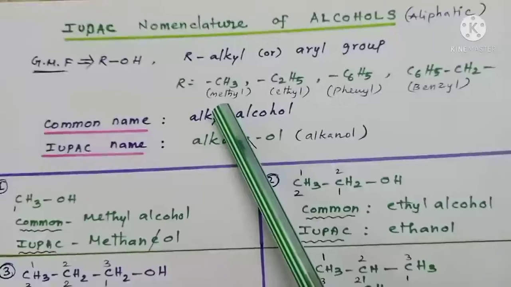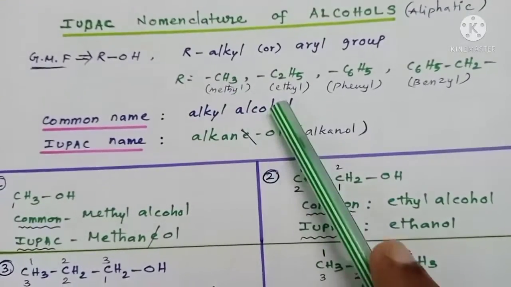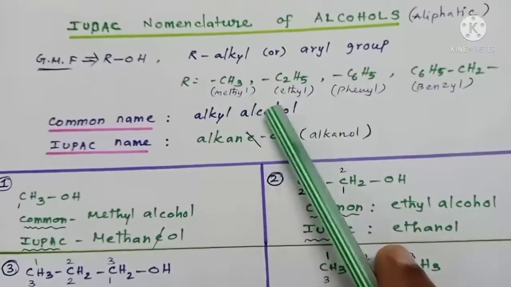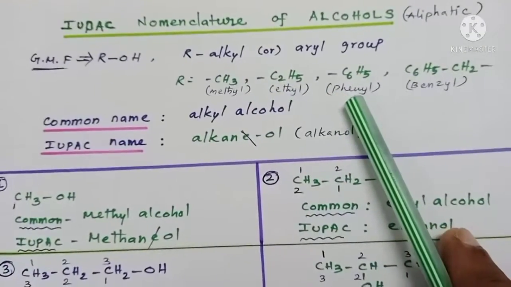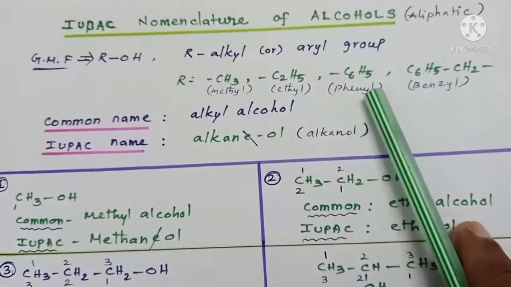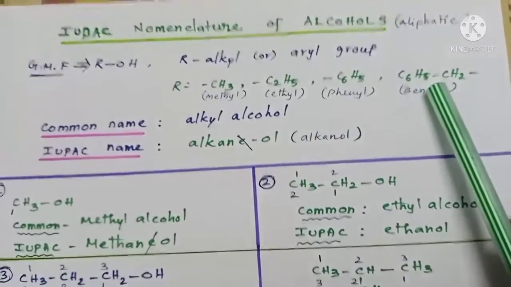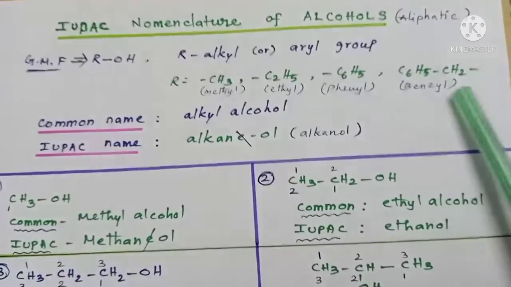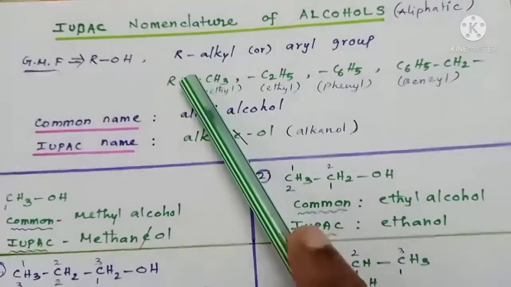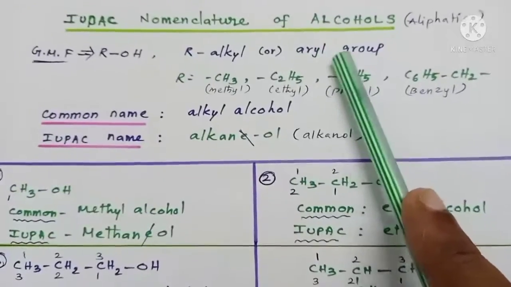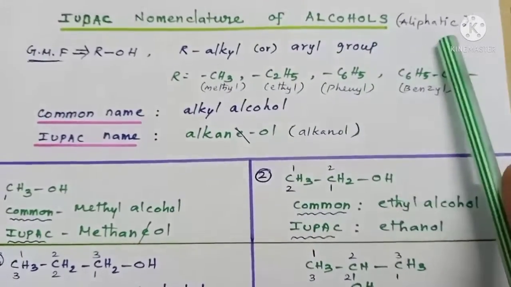That is, R may be alkyl groups like CH3, C2H5, C3H7, etc. That is methyl, ethyl, propyl, or aryl groups such as C6H5, which is called the phenyl group, or C6H5CH2, which is called the benzyl group. So R may be either an alkyl group or an aryl group. Here we are going to discuss the nomenclature of aliphatic alcohols.